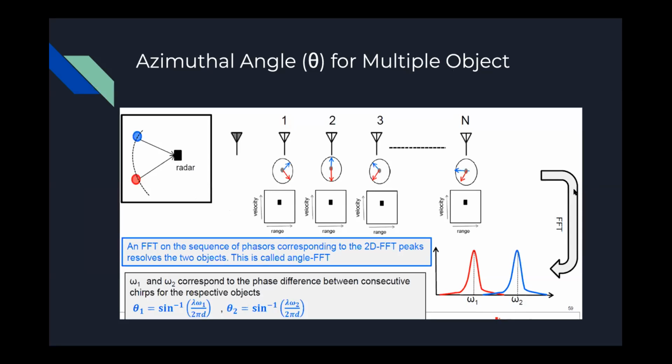So for multiple objects, we can find the angle like this. Assume we can see in the plot that this red and blue object are at the same range for this radar, and assume the velocity is also the same, so we get the same point in all the receiving antenna RV plots, but the phase is different. We can see it at each and every receiver. So if we take the FFT of the sequence of phasors corresponding to the peak value of this frequency, we can find this omega 1 and omega 2, the phase of both objects, and from that we can find the angle.